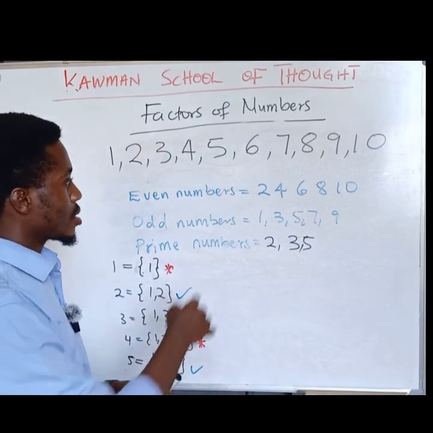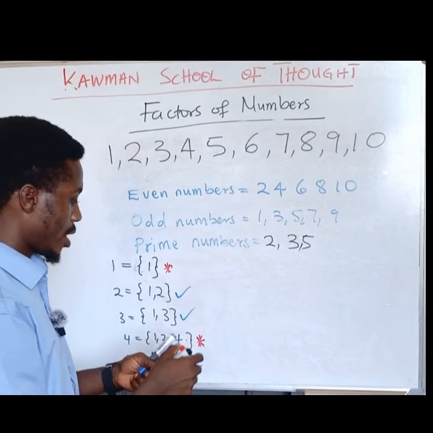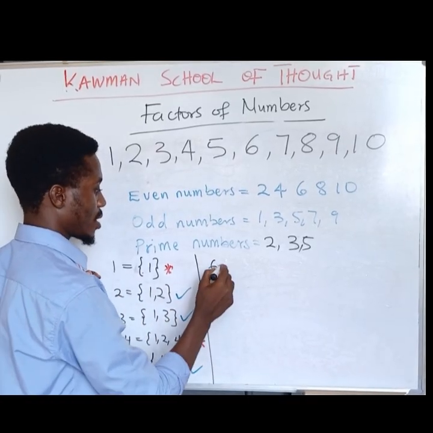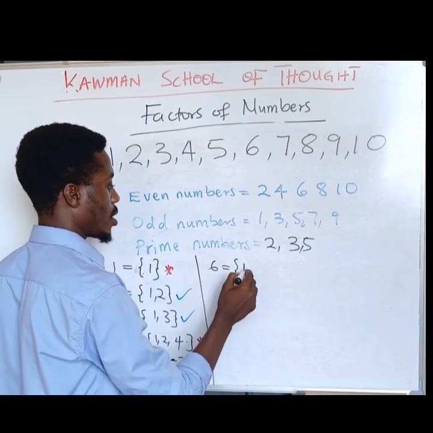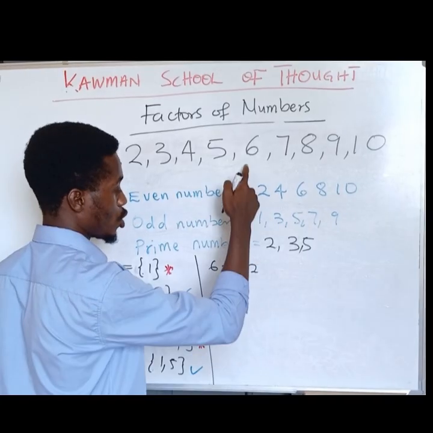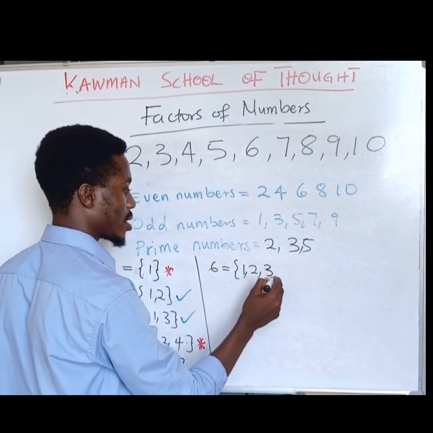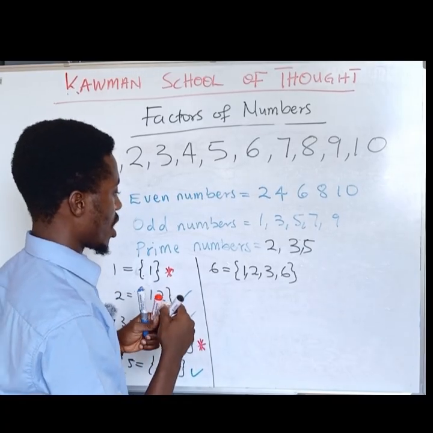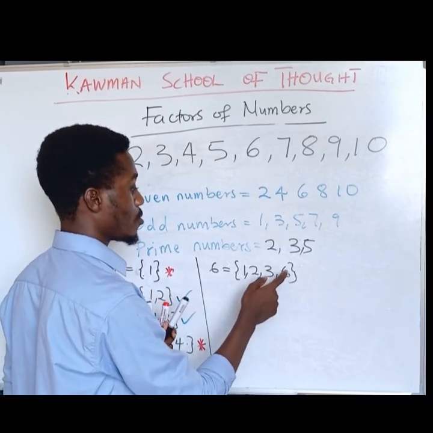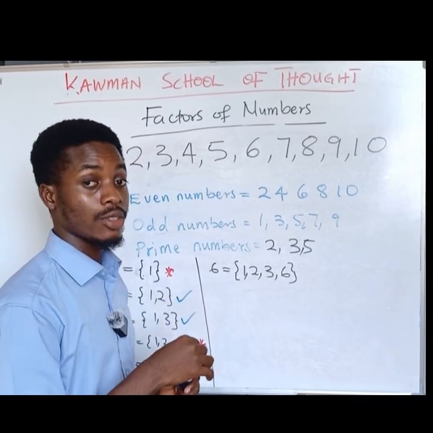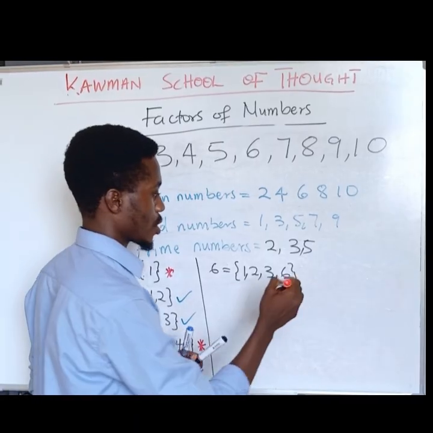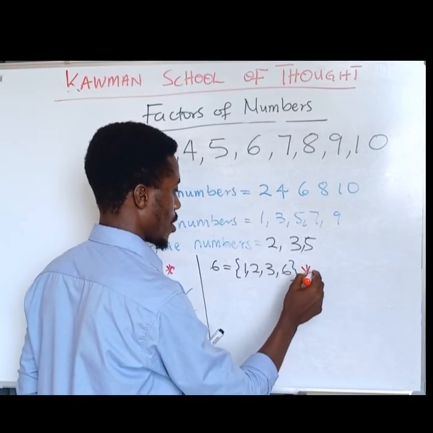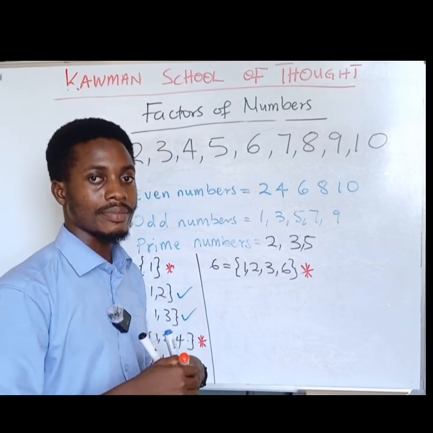The next 6. Okay, let's test for 6 too. What are the factors of 6? We have 1, 2 can also divide 6, 3 can divide 6, and then 6 itself. Alright, therefore how many factors do we have? 4, and once it's more than 2, it's not part. So this is also what? Not a prime number. Have you got it? Good.